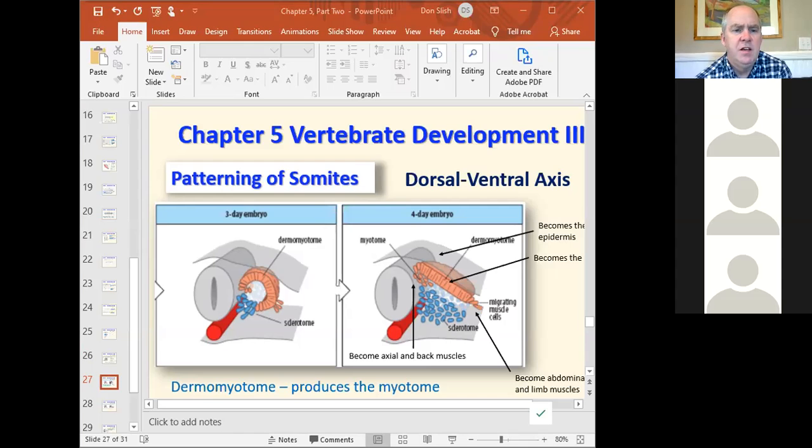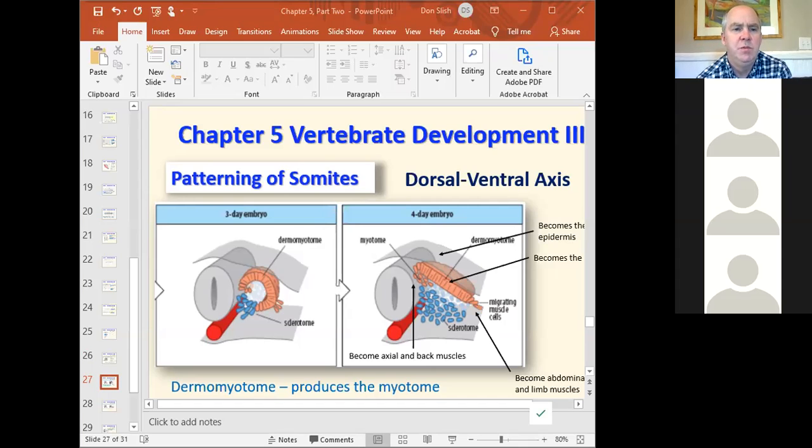Dermomyotome then is on the dorsal side, which makes sense because your skin's on that dorsal side, and that becomes the dermis underneath the skin, and the ectoderm there becomes that epidermis. Sclerotome then is on the ventral part of the somite. That's the blue cells.